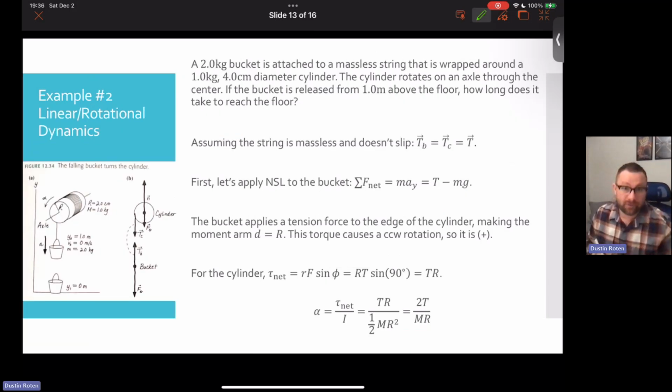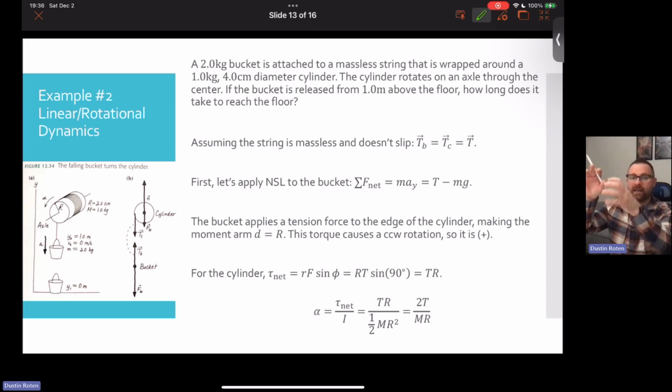Okay, let's look at yet another example. This one is one of those where we have a linear situation that's driving the rotational situation. We have a 2 kilogram bucket attached to a massless string that's wrapped around a 1 kilogram, 4 centimeter diameter cylinder. The cylinder rotates on an axle through the center. If the bucket is released from 1 meter above the floor, how long does it take to reach the floor?